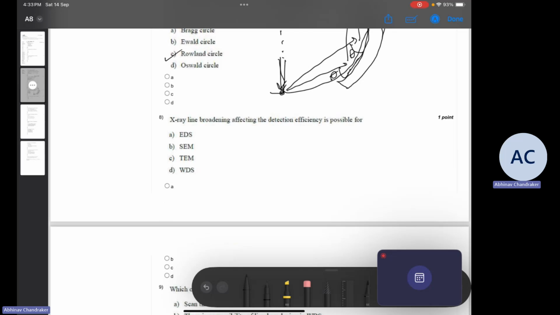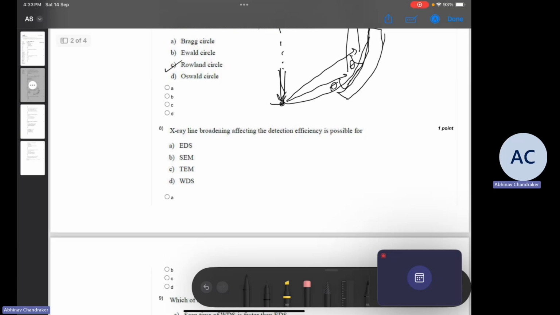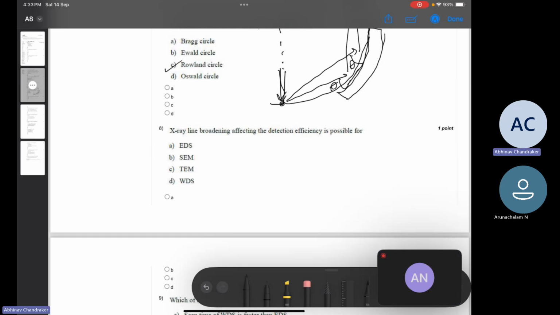Now, X-ray line broadening affecting the detector efficiency is possible for EDS. X-ray line broadening basically relates to broadening of the peaks, which is undesirable because it makes it difficult to get the accurate value of the energies of the characteristic X-rays. So broadening will lead to increase in the noise in the signal, and this is more for EDS because it uses a different process compared to WDS. WDS is more accurate. EDS uses semiconductors and electron hole pair generation, which leads to current formation, and this has a lower resolution and higher noise compared to WDS.